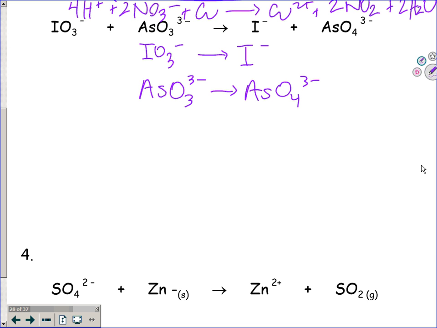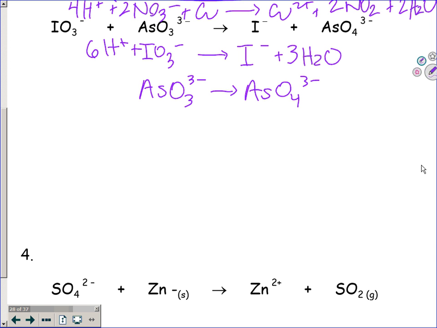All right, looking back at the first one, what's your first step? Add what? Loud and proud? Add how many? 3 waters to the right side to balance our 3 oxygens. Okay, and then what? 6 H pluses to the reactant side to balance our 6 hydrogens. Okay, I's, O's, and H's are all balanced.